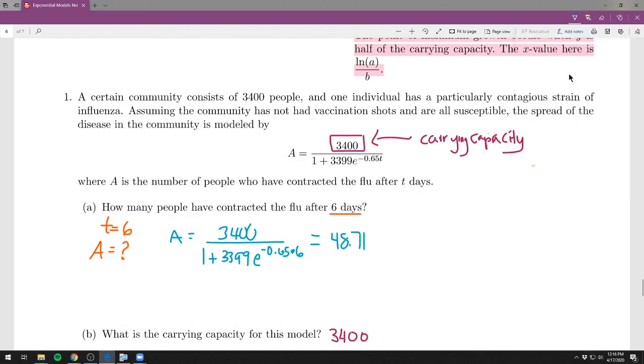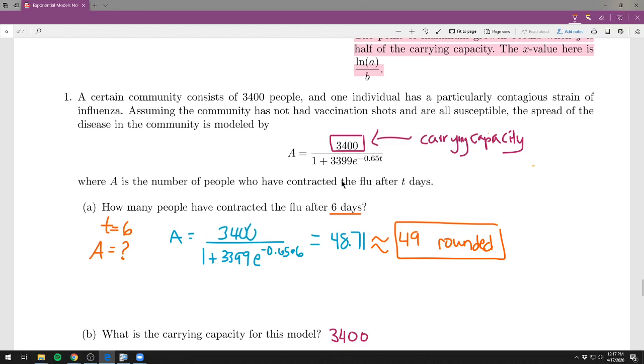Now, as far as interpreting the answers, because we're talking about people who have contracted the flu, it would be 49 rounded. All right, it should tell you in the homework how to round this, but since it is people, we'll use the whole number. So that's one thing you can do with the formula.